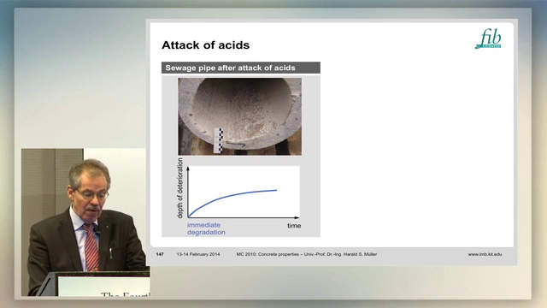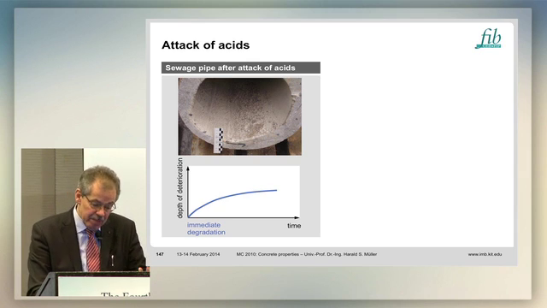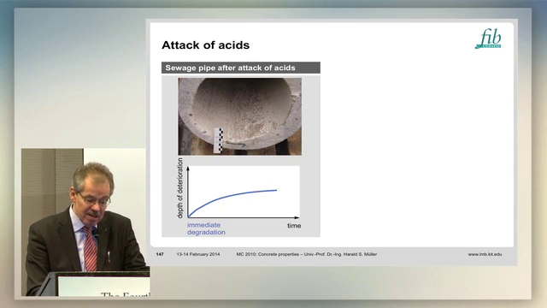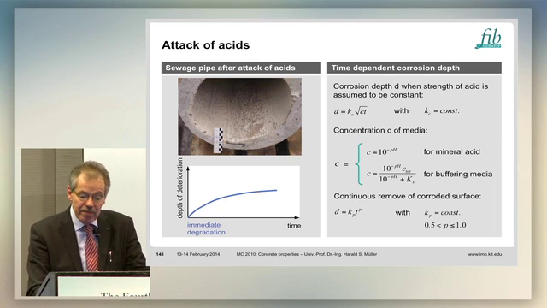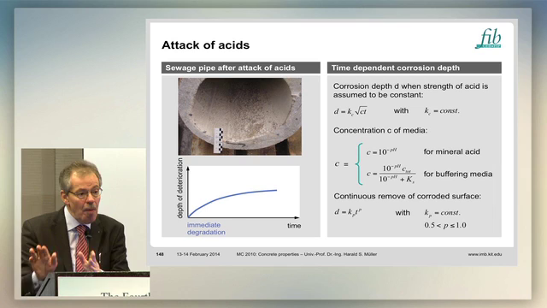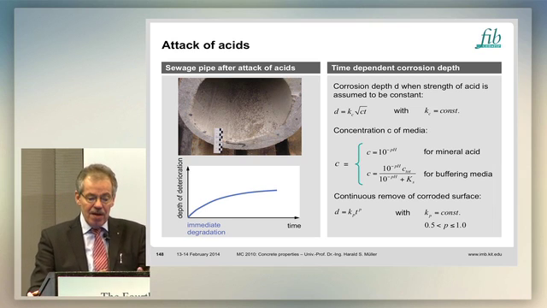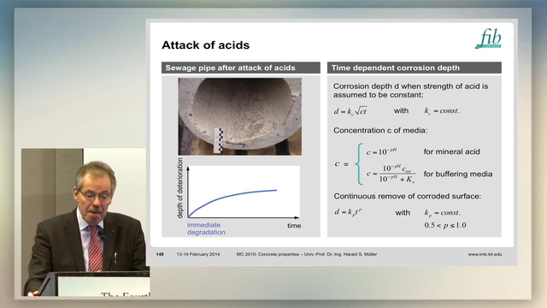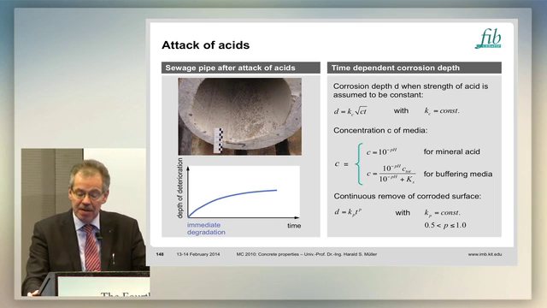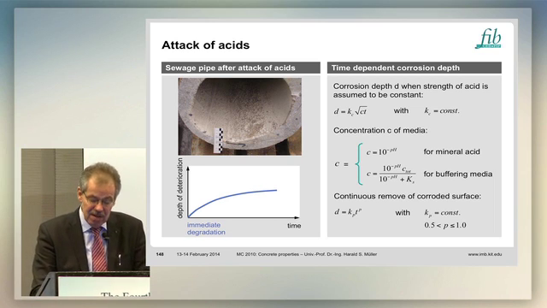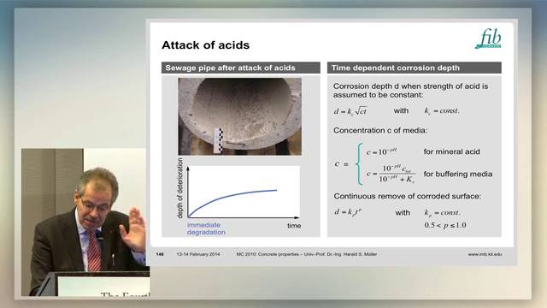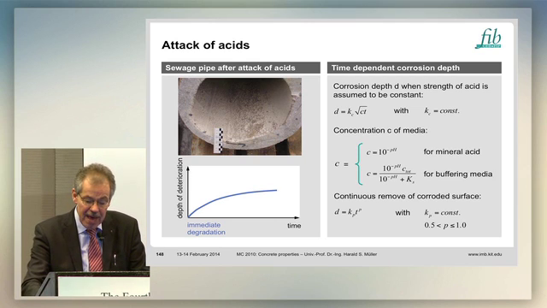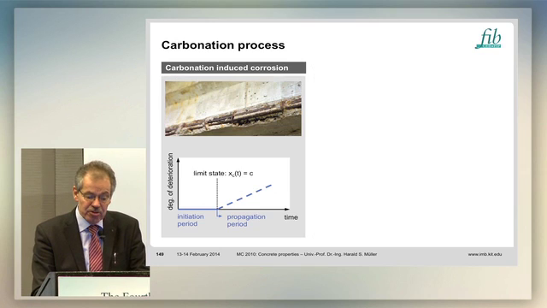The same for acid attacks, but we have no initial time. It immediately starts with degradation, but we have given on the right-hand side formulas to describe the corrosion by an acid attack. You can clearly calculate what will happen in the next years if you have an acid attack by a certain value for the pH value and what is going on in the future.